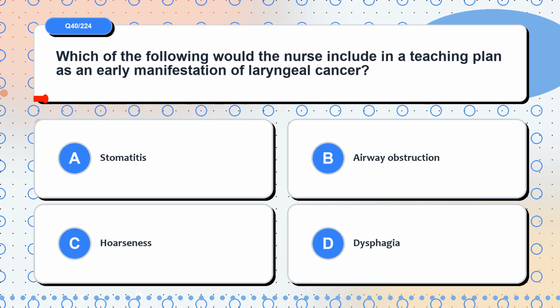Question 40. Which of the following would the nurse include in a teaching plan as an early manifestation of laryngeal cancer? Here are the options. Option A. Stomatitis. Option B. Airway obstruction. Option C. Hoarseness. Option D. Dysphagia.